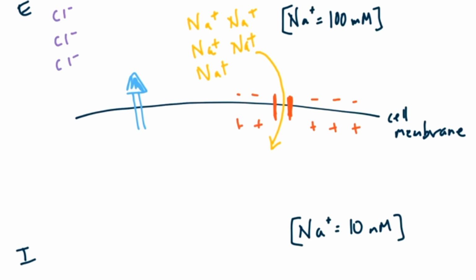The example we just went through with the Nernst equation asked the question, how strong does the electrical gradient have to be in order to prevent additional sodium from entering the cell? Let me repeat that because I think it's incredibly important.